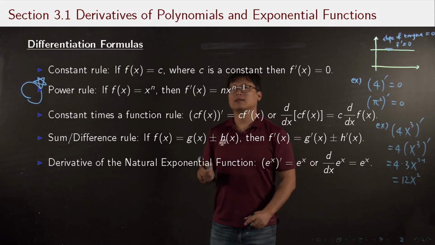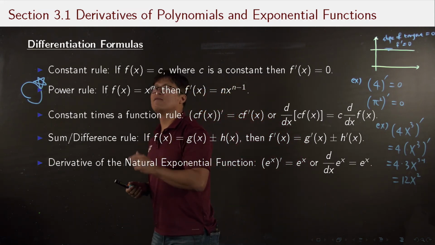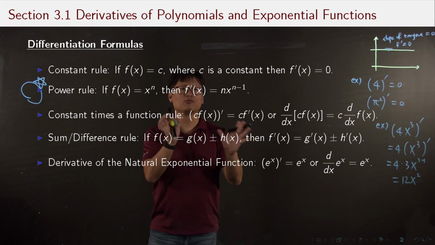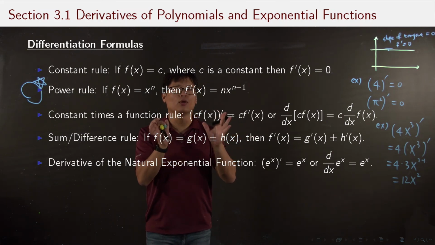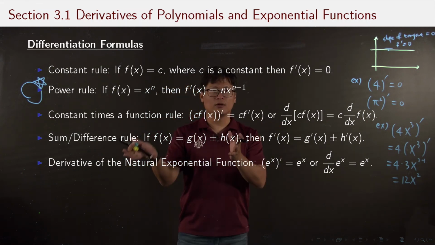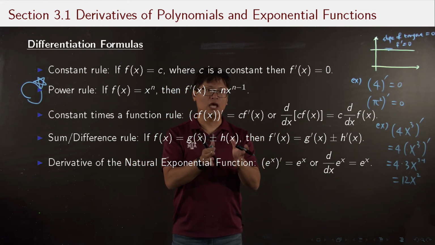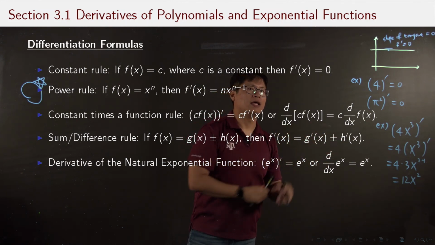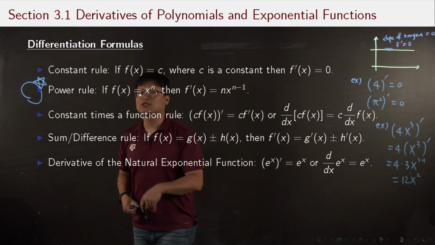Then the next one is the sum and difference rule. Your function is combined from two functions, added or subtracted, and the derivative works on each function separately. Here we go. Your function f is g plus or minus h. Then f prime is g prime plus or minus h prime. That's it. And then the last one is really important.